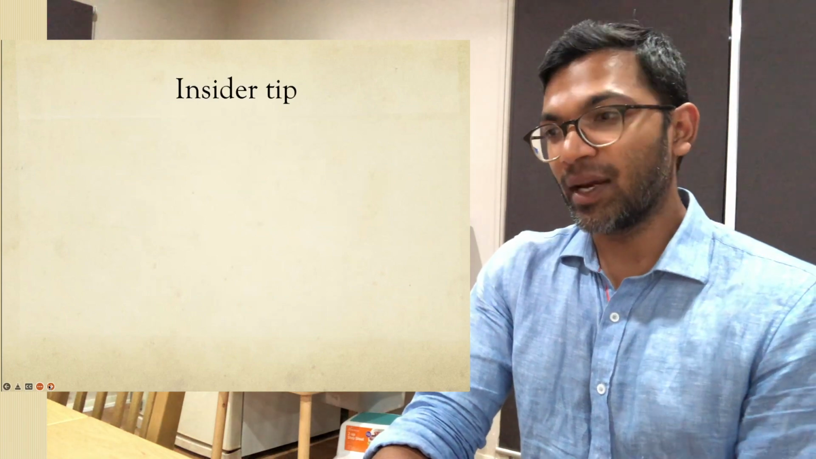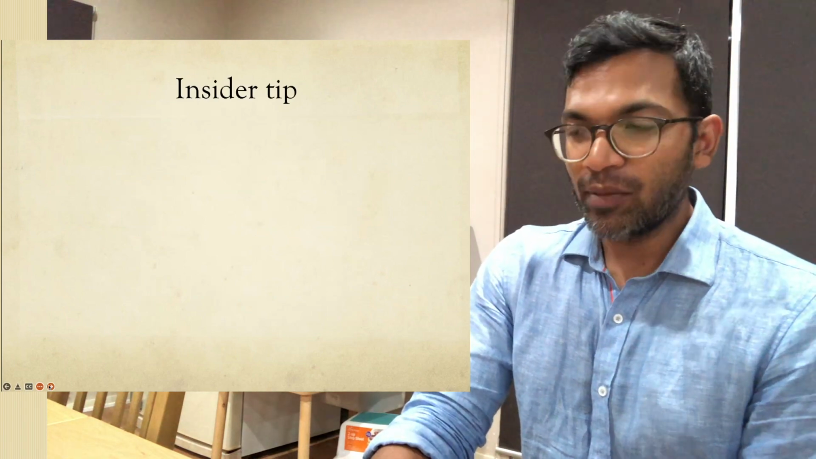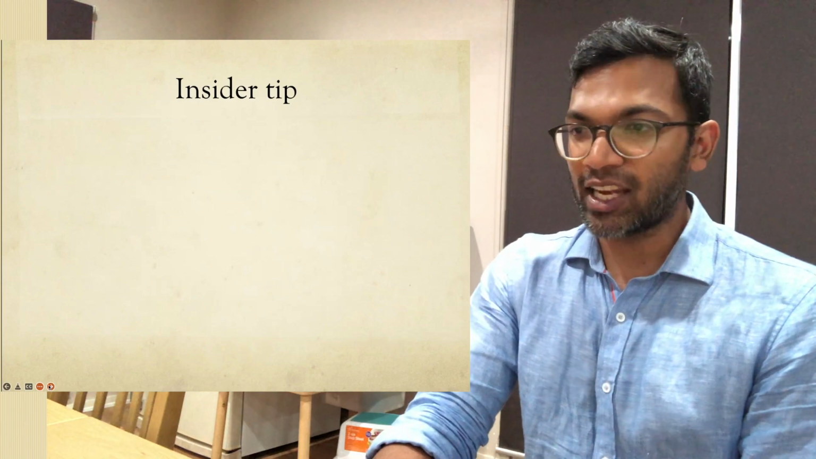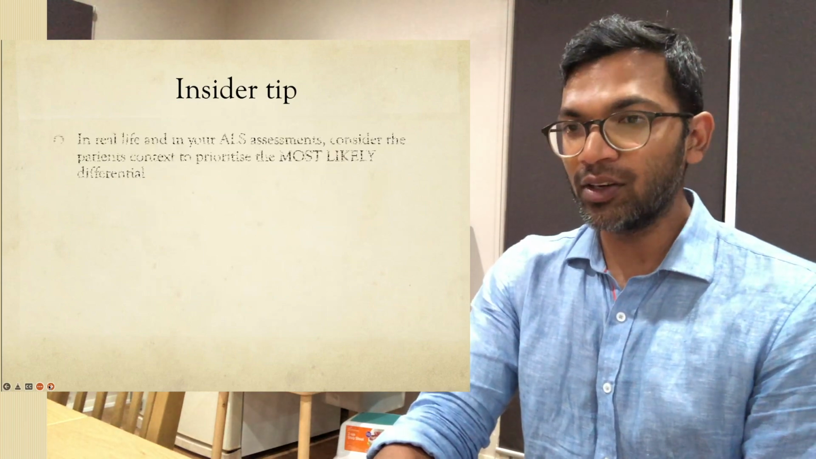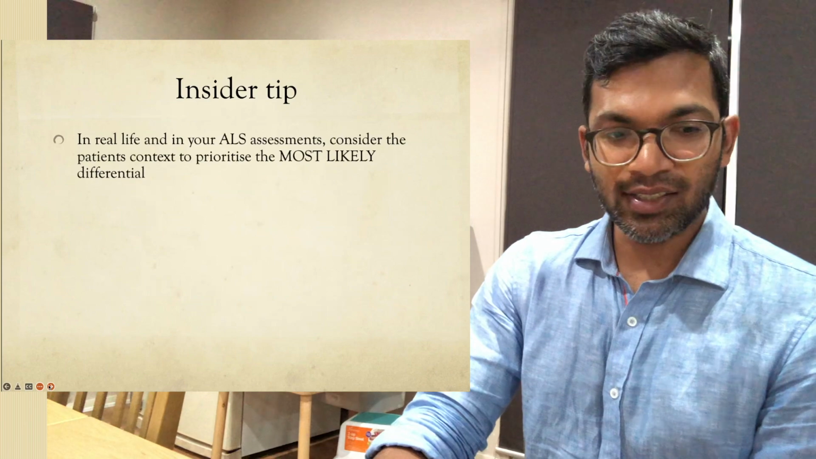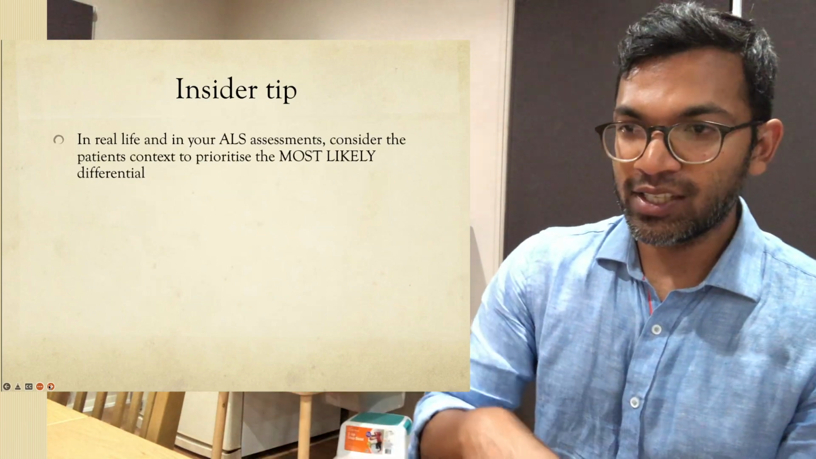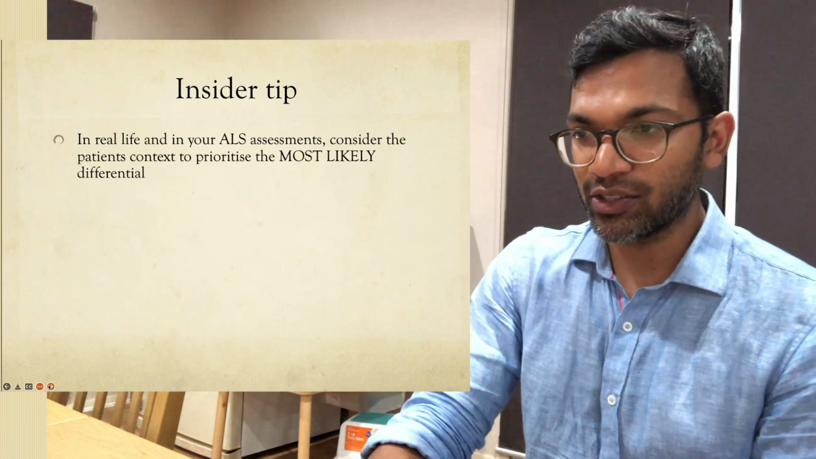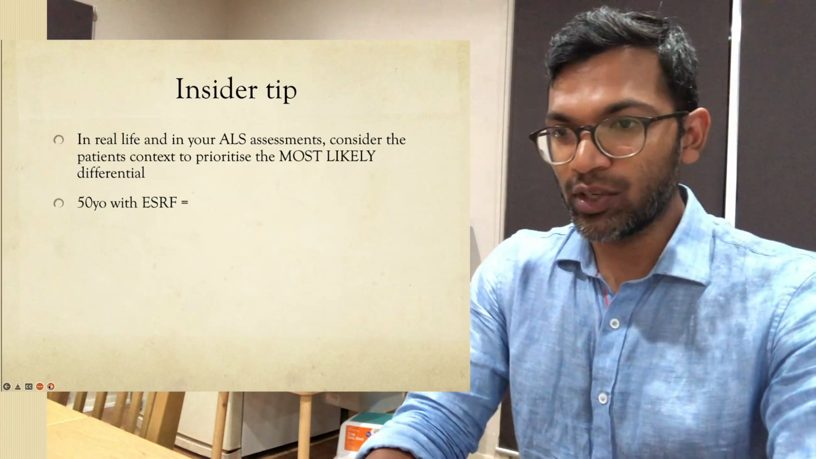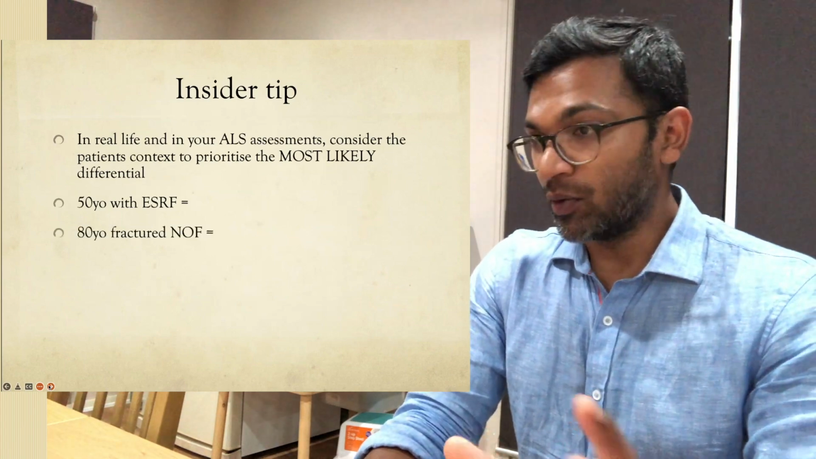So the big insider tip I'd have is, even though you're med students, you will have some kind of clinical acumen for what is likely to be going wrong. So in real life and in your ALS assessments, consider the patient's context to prioritize the most likely differentials. So a 50-year-old with end-stage renal failure, for example, will be a particular thing.